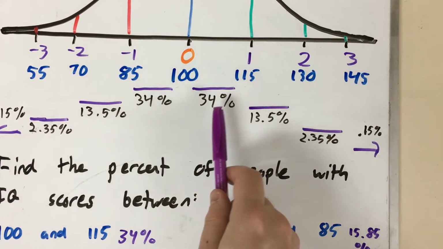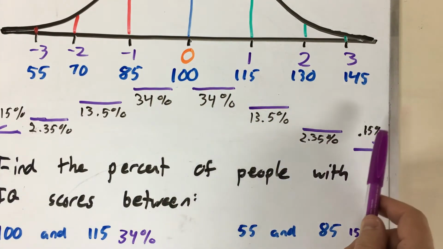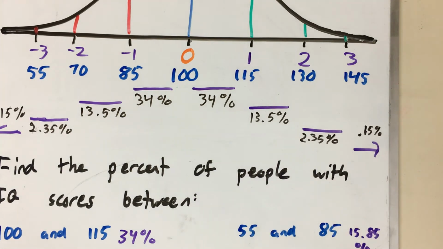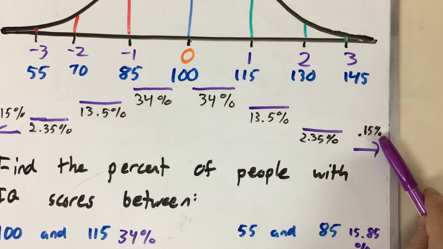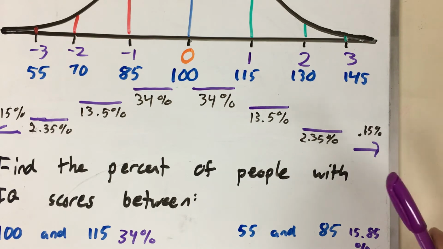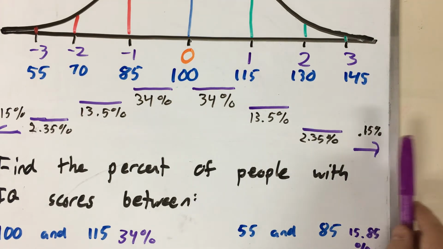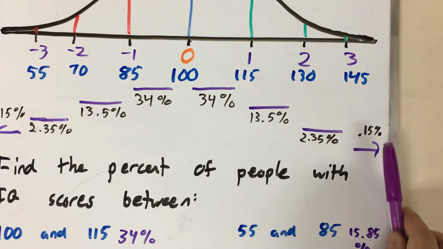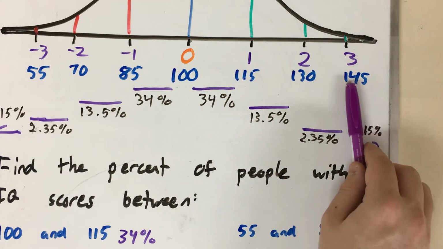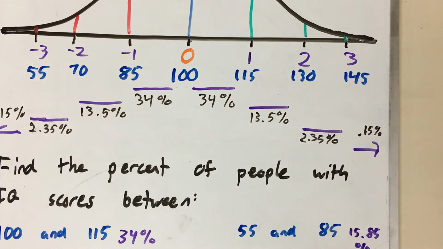And finally, if we're looking for more than 100, again, we come back up here. We start at 100, we add 34, 13.5, 2.35, and the 0.15. I think the trickiest part of these problems is just remembering that the 0.15 over here is the very, very last one. There's nothing else in between, or it's not like it's between 3 and 4 or anything like that. It starts at 3 and it goes all the way and encompasses all the rest of the data.